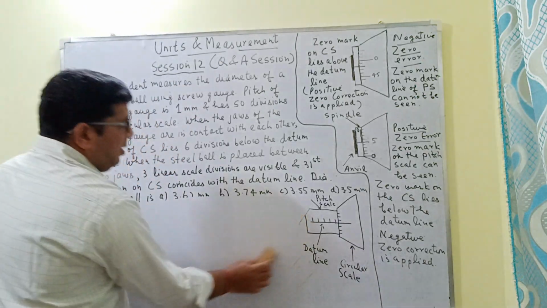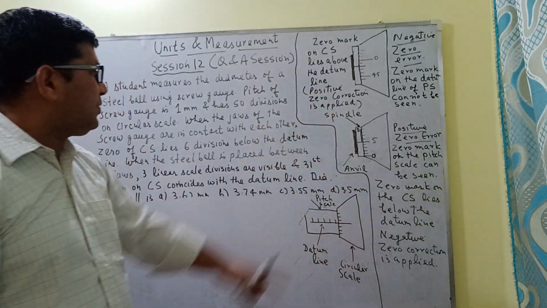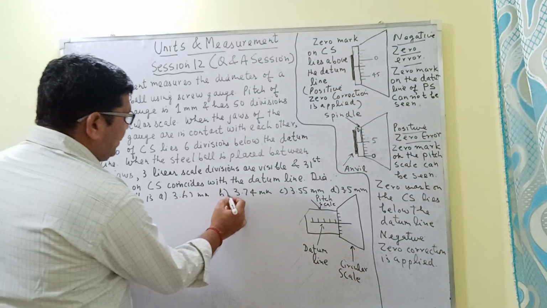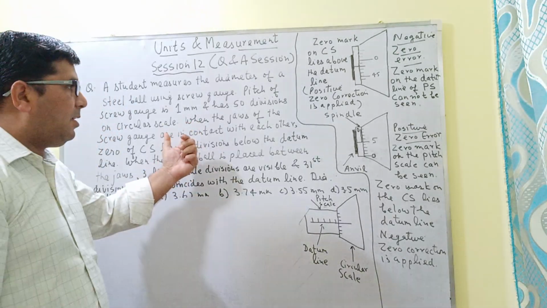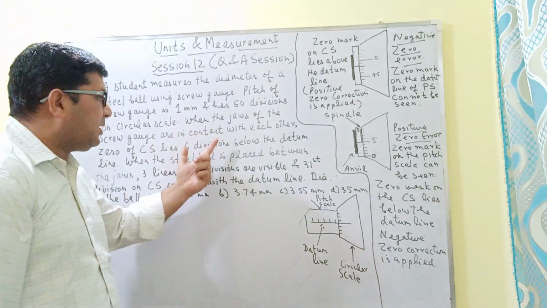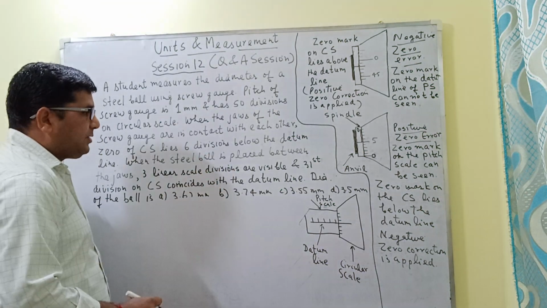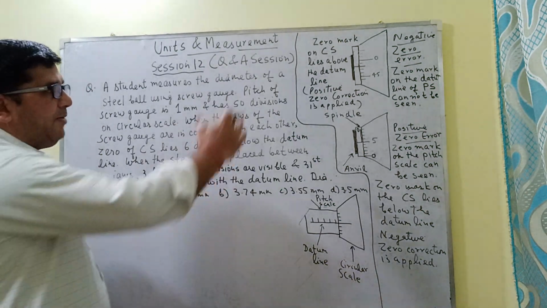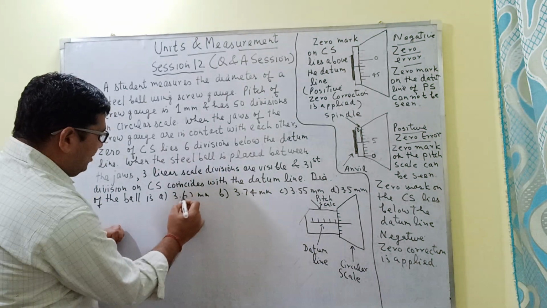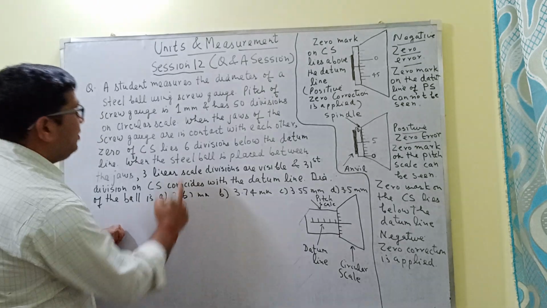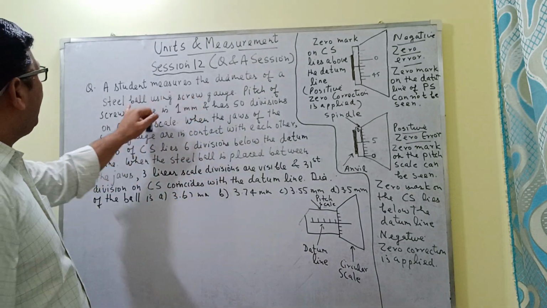Now after explaining the positive zero and negative zero error, I will be taking up this question. This is a question which has been asked in the IIT Mains examination also. Means similar type of questions have been asked, and now if you have understood this concept, then it is very easy to solve it. Now here we have to find the diameter of the steel ball.